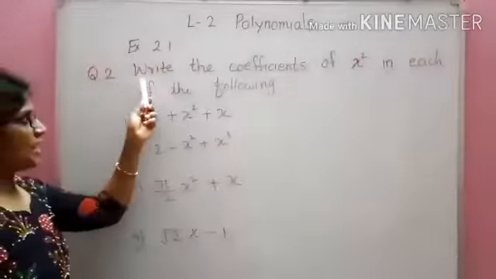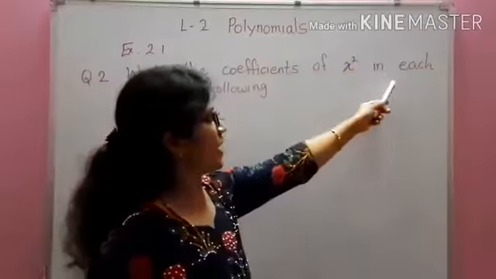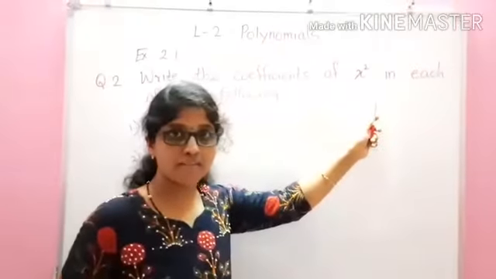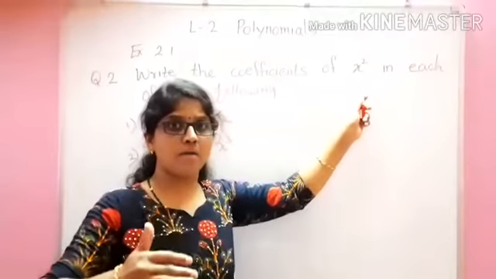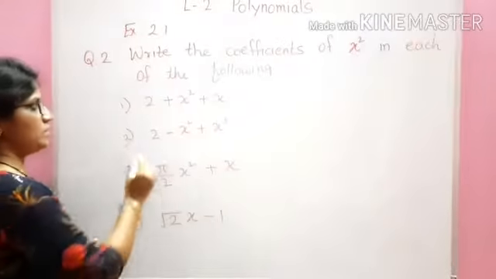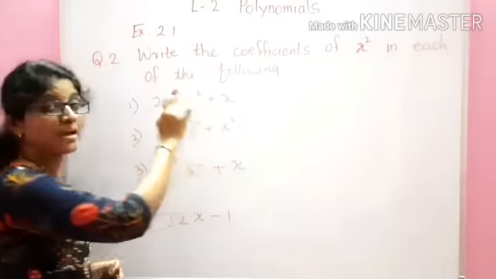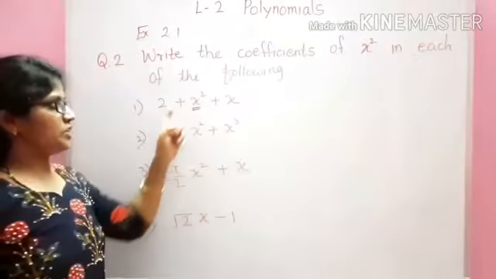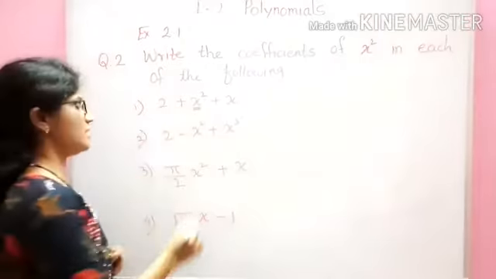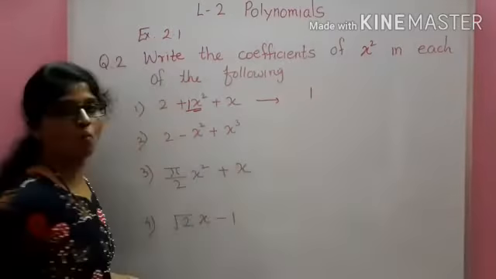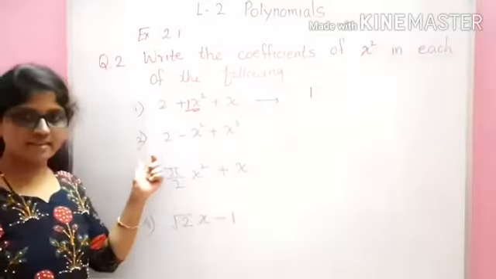Question number 2. Write the coefficients of x square in each of the following. Coefficient of x square means the x square is multiplied by which constant, that we have to observe. Now in this example, 2 plus x square plus x. Where is the x square? This is the x square. Now which is the constant here? Nothing else written means it will be 1. So what is the coefficient of x square here? 1. Coming to the next example.